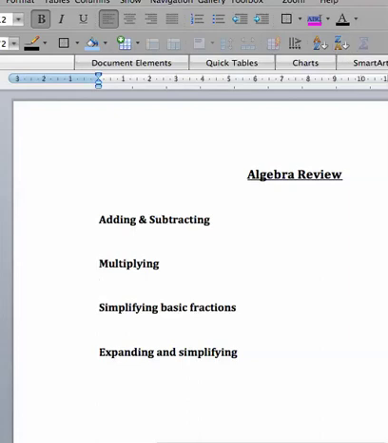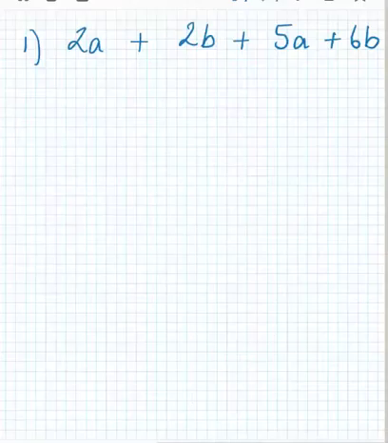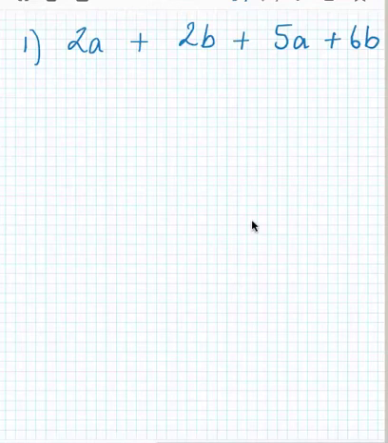Okay, with this session, we'll be reviewing some of our algebra skills involving adding and subtracting, multiplying, simplifying basic fractions that involve a bit of algebra, and expanding and simplifying. When adding or subtracting expressions that involve algebra, all you have to do is remember you can only add what I say, apples with apples and bananas with bananas, as a way for you to remember.